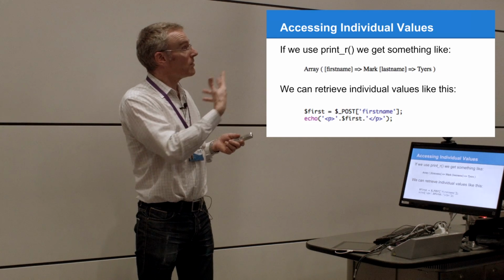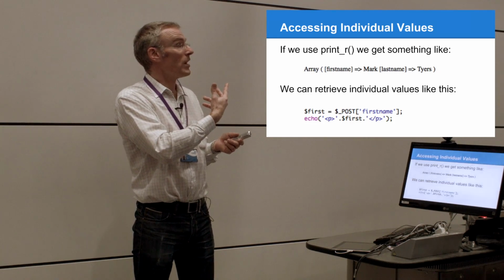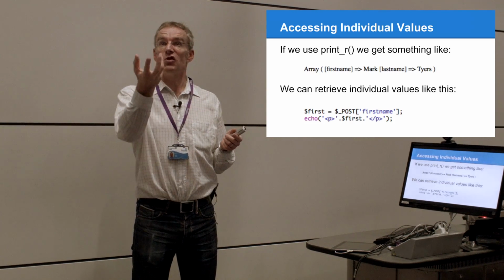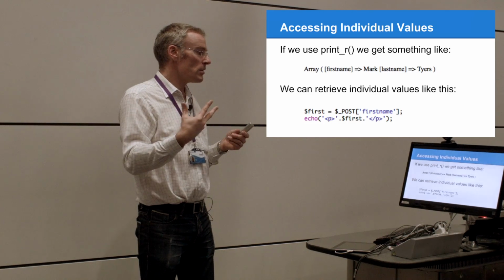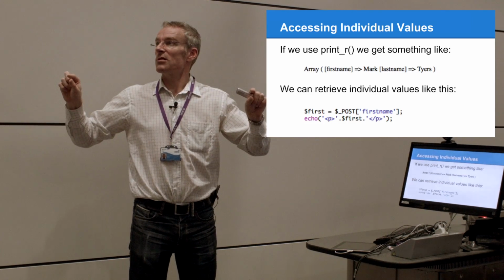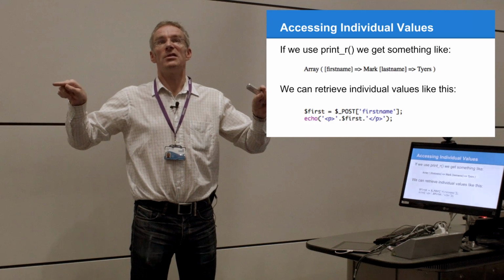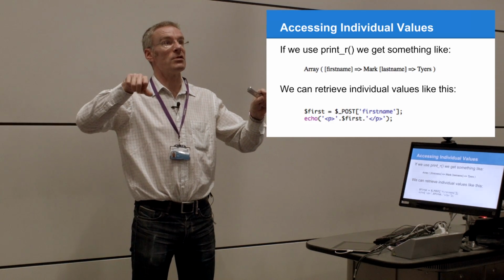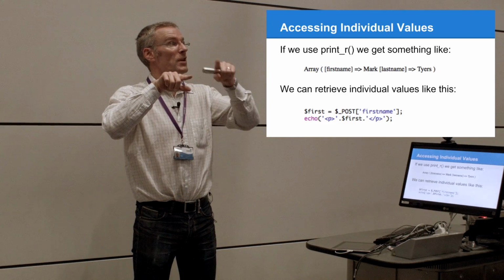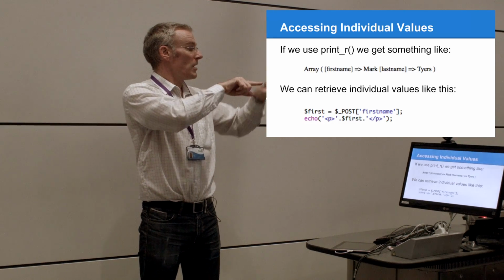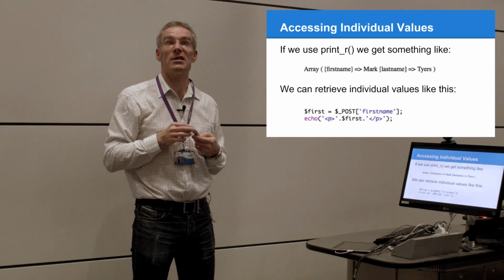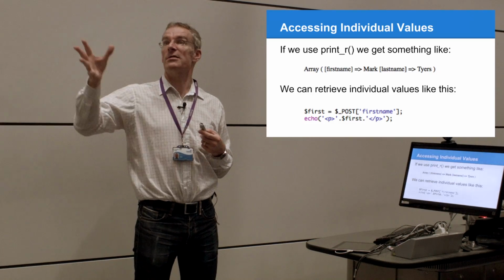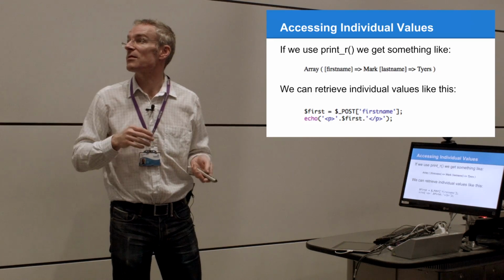$_post last name will give me the word tyres. Okay, you see how that works? So I can retrieve the values, and once I've got the values, I can put them into an SQL statement. You know an insert statement? Insert into users, brackets first name, comma last name, values, and I can put these two values into my SQL statement. If I run the SQL statement, it'll insert the data into the database.